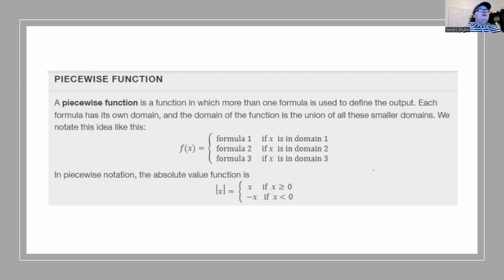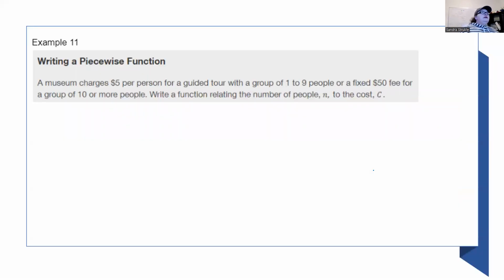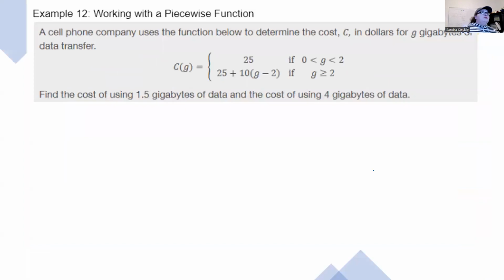All right. So piecewise functions, they're going to provide you different formulas and then specific domains that go along with those. Let's just look into some examples. That's going to probably be the easiest. This one's something really good that you're going to want to use going forward. It says a cell phone company uses the function below to determine the cost, C, in dollars for G gigabyte data transfers. So it says find the cost of using 1.5 gigabytes of data and the cost of using 4 gigabytes of data.